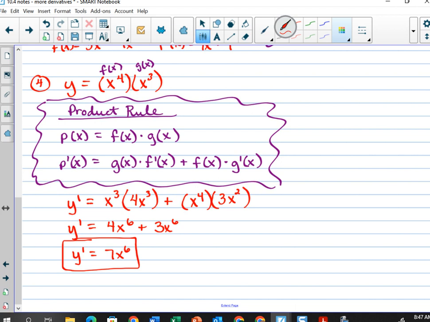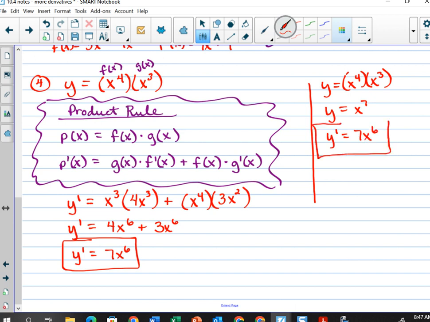Let me just prove to you that that was accurate. Let's go back over here. If I start again with x to the 4th times x cubed, what if I just multiply that from the beginning? What is that? And what is the derivative of that?